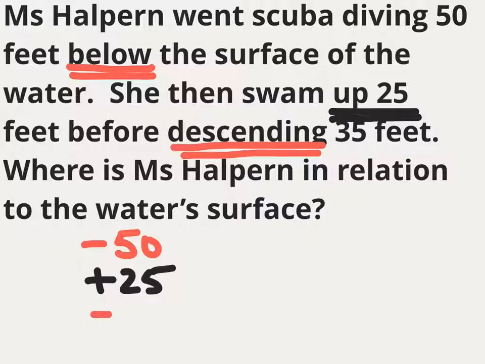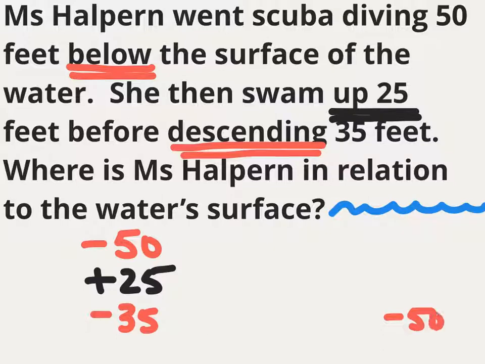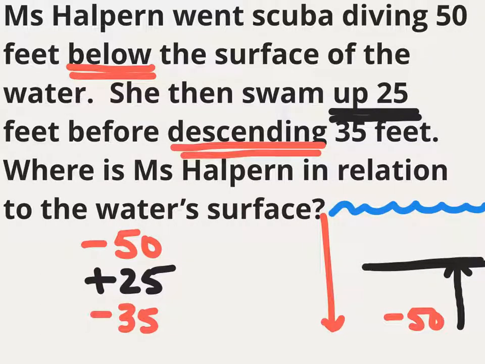So negative 35. If I want to know where she is now, I need to combine all of these values. Negative 50 is where she started. So if the water's surface is here, she was down here at negative 50, below the surface of the water. If she came up 25 feet, up 25 means she's moved up halfway between where she started and the surface of the water. She's here. We want to know where she's at in terms of the number of feet.